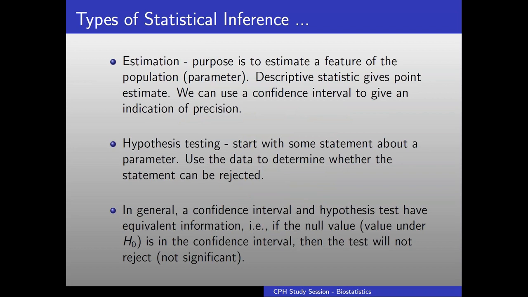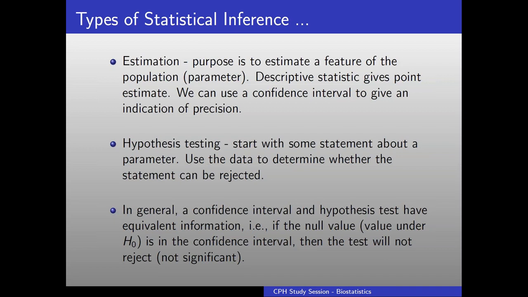One is called estimation, or interval estimation, and the purpose is to estimate some feature about the population using a confidence interval. Okay? As we talked about, a point estimate only gives you one number to describe this feature, but a confidence interval gives you a range of values, and you can speak to the precision of that estimate.